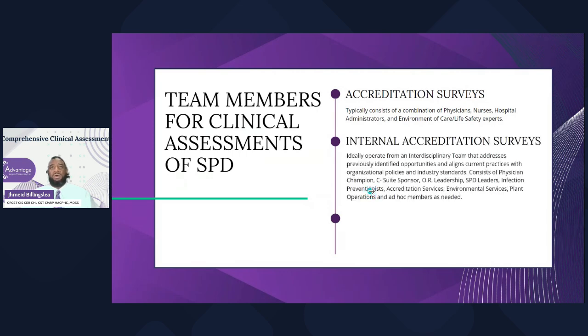The internal accreditation surveys operate from an interdisciplinary team. And if that's not a focus of your interdisciplinary / multidisciplinary team, you should make it a focus, right? And so it typically consists of a physician champion, C-suite sponsor, OR leadership, SPD leaders, infection preventionists, a key part of it, accreditation services, environmental services, plant operations, and ad hoc teams as needed.